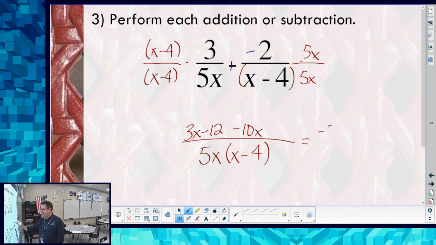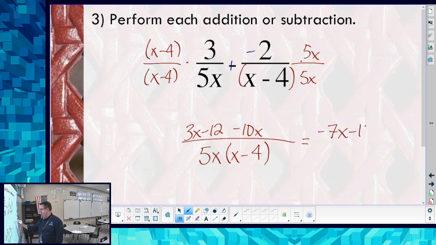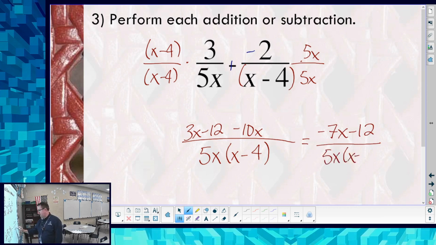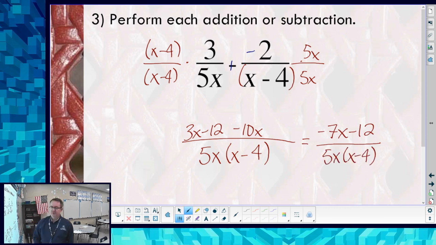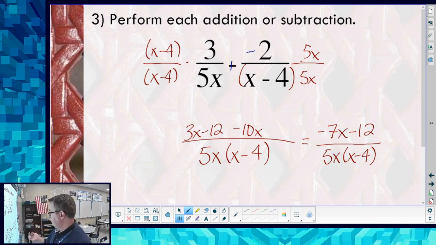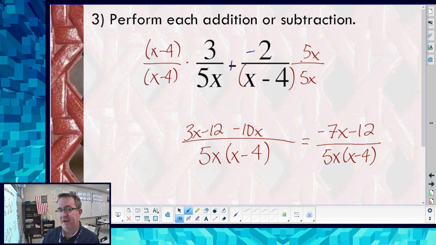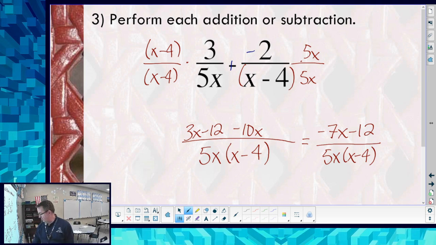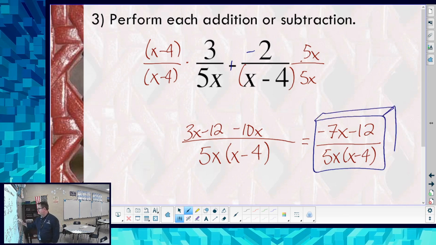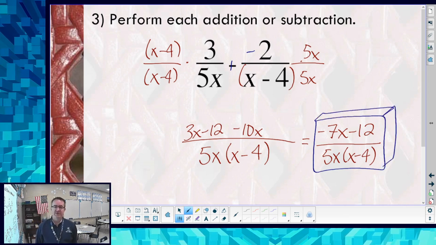So then from here I get negative 7x minus 12 over 5x times x minus 4. It's tempting to, now the top doesn't factor, so at this point this would be your final answer. You can't divide any of those parts out because everything in the top is an add-in. It's part of an adding and not a factor. Okay?